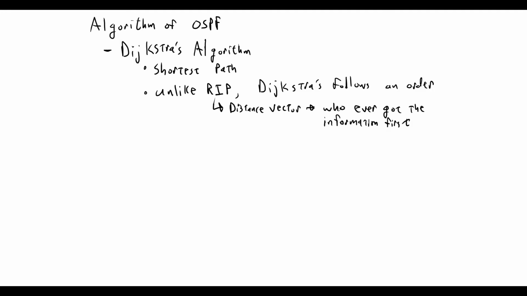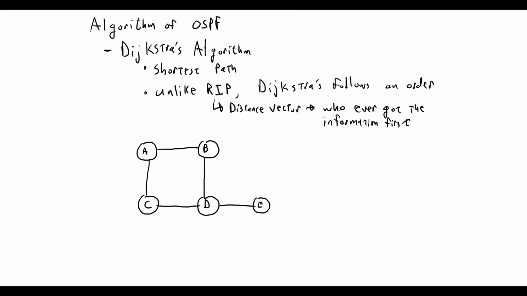For example, if we had a network that looked like this, there's two potential routes for A to get to E that are of the same cost. If A went to C, to D, and then to E, that's the same cost as if A was to go to B, to D, to E.